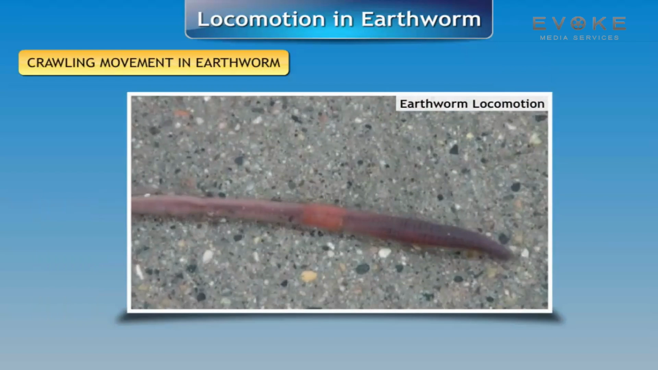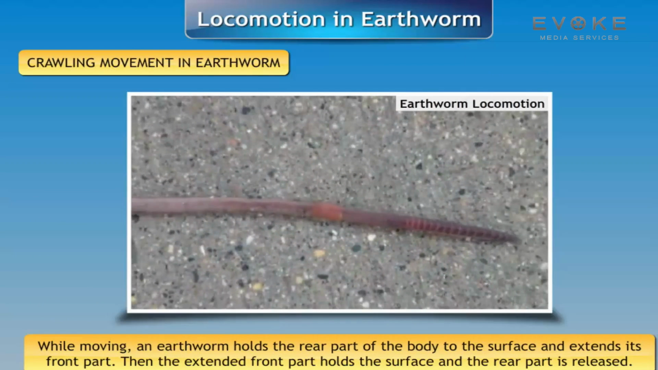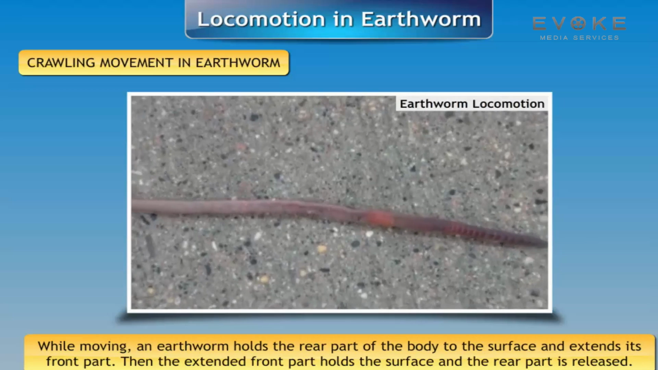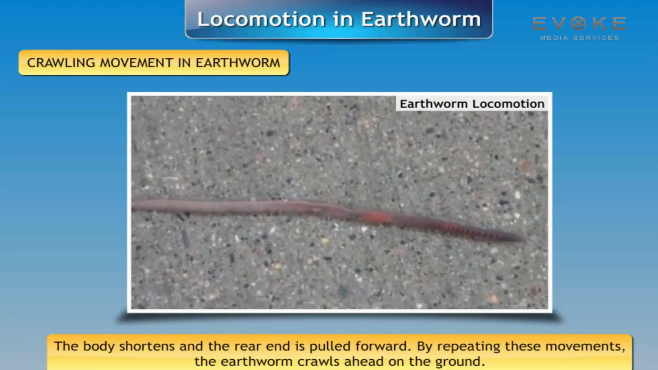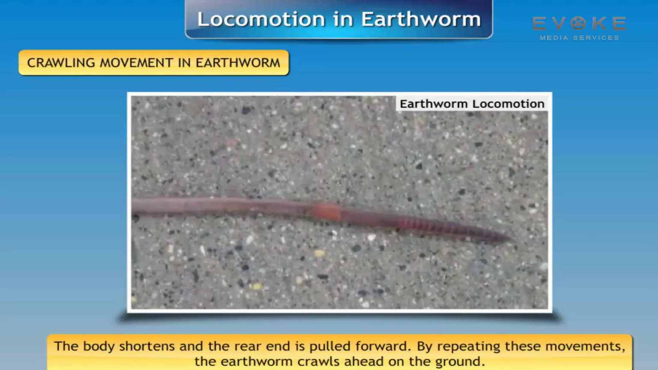Crawling movement in earthworm. While moving, an earthworm holds the rear part of the body to the surface and extends its front part. Then the extended front part holds the surface and the rear part is released. The body shortens and the rear end is pulled forward. By repeating these movements, the earthworm crawls ahead on the ground.